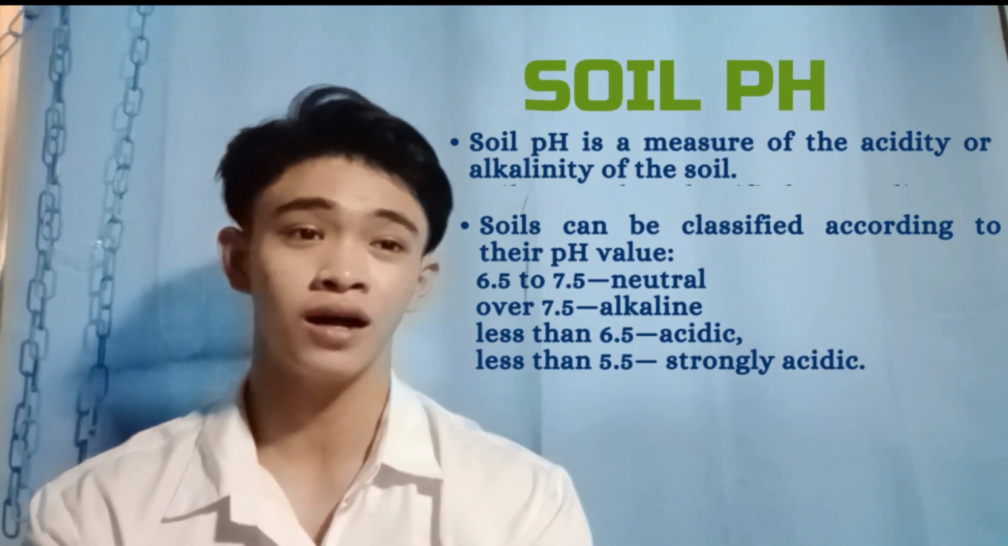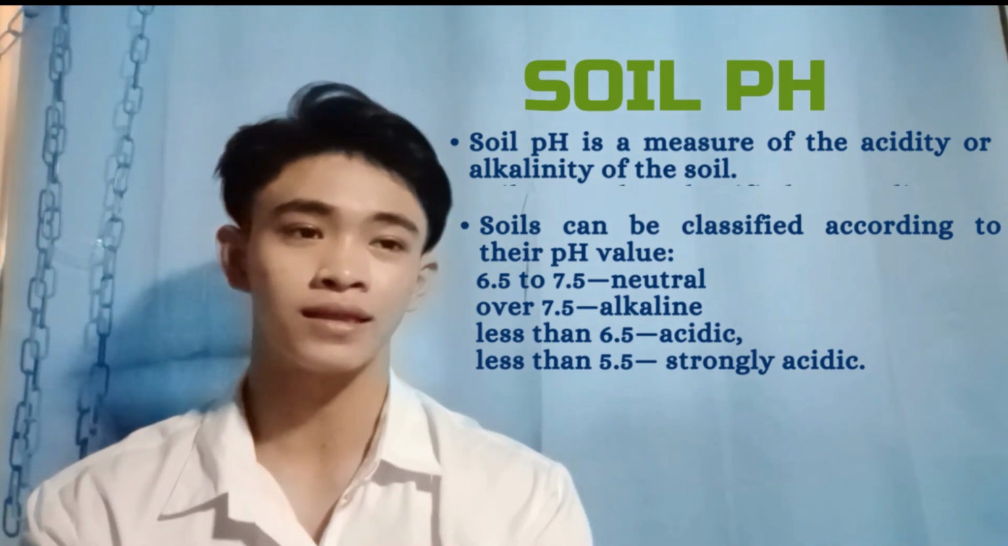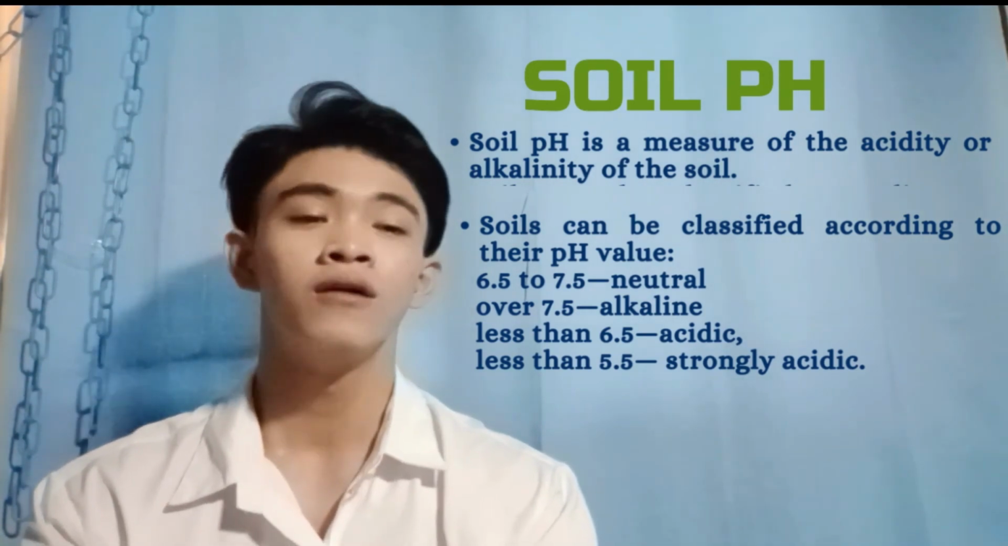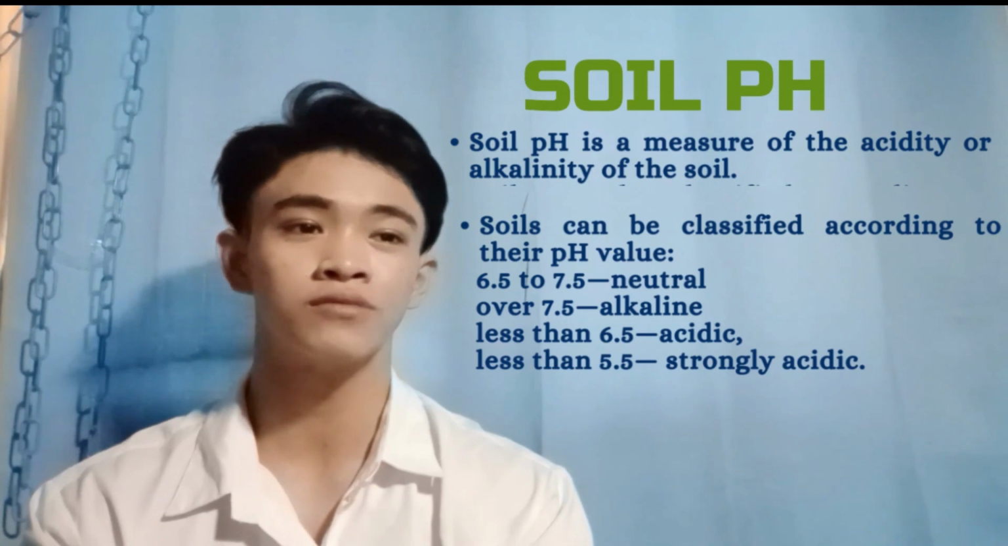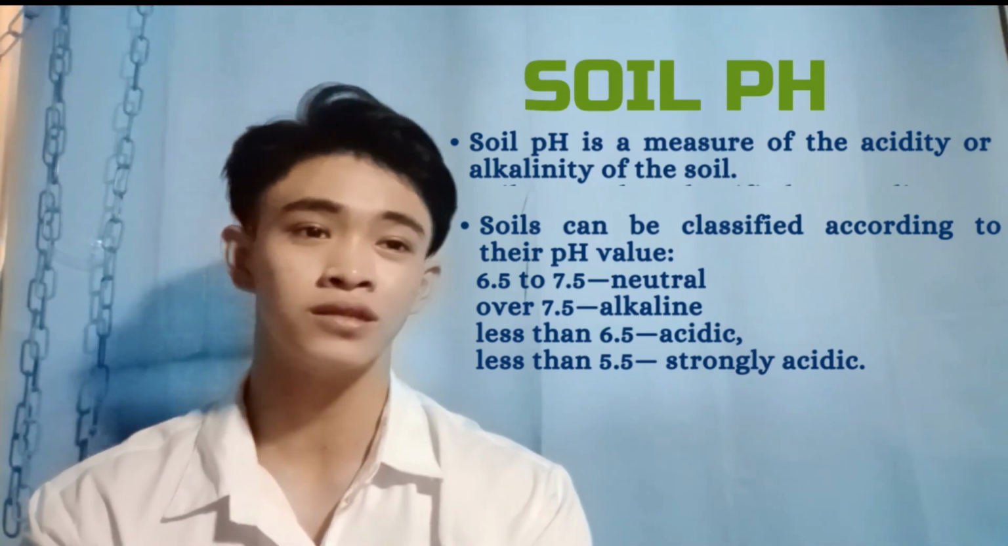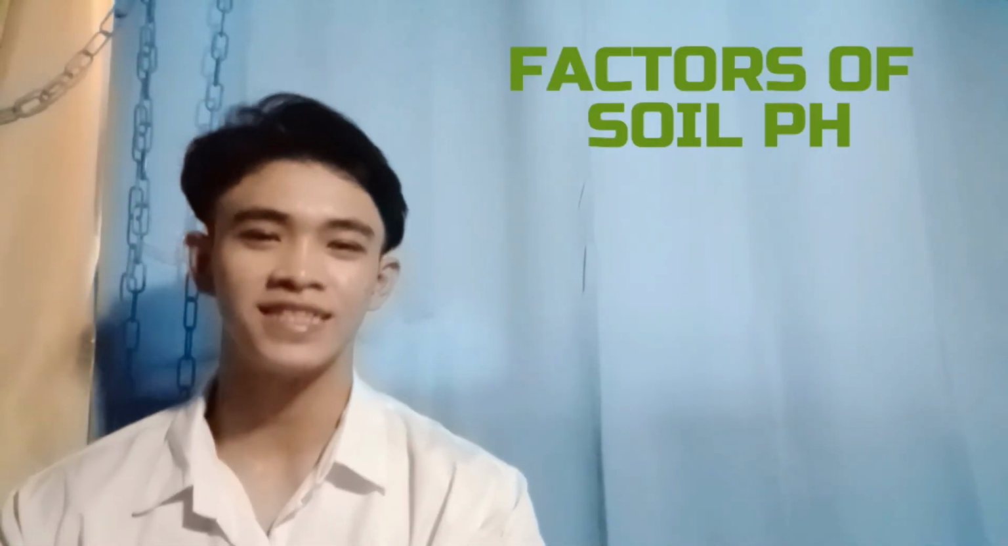Most soil pH values are between 3.5 and 10. In the higher rainfall areas, the natural pH of soils typically ranges from 5 to 7, while in drier areas, the range is 6.5 to 9. Now, we proceed to the factors of soil pH.